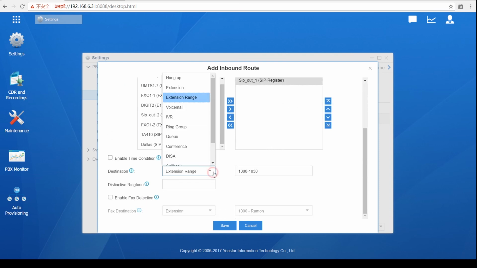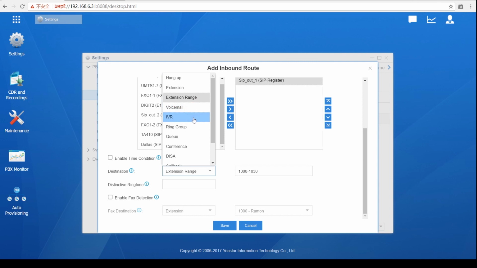And of course, in destination, we have many choices. We can choose to assign your DID number to one specific extension or to the extension range, which means one by one to all extensions. And of course, you can attach the DID number to a ring group or a queue. This way, people who dial this number can go directly to the ring group, instead of having to go through all the IVRs and all the other stuff.